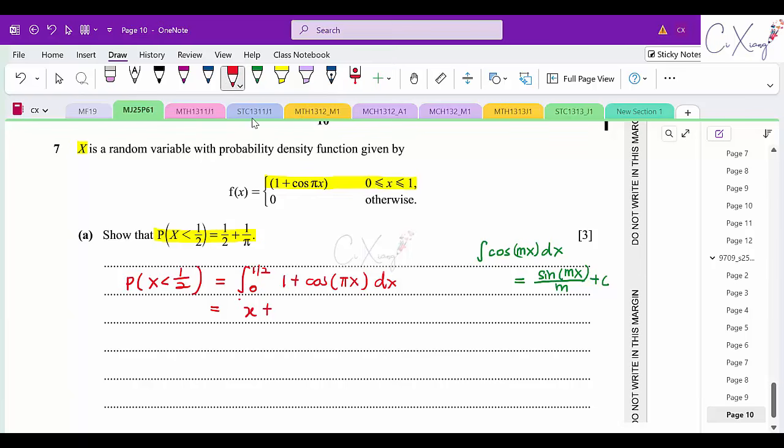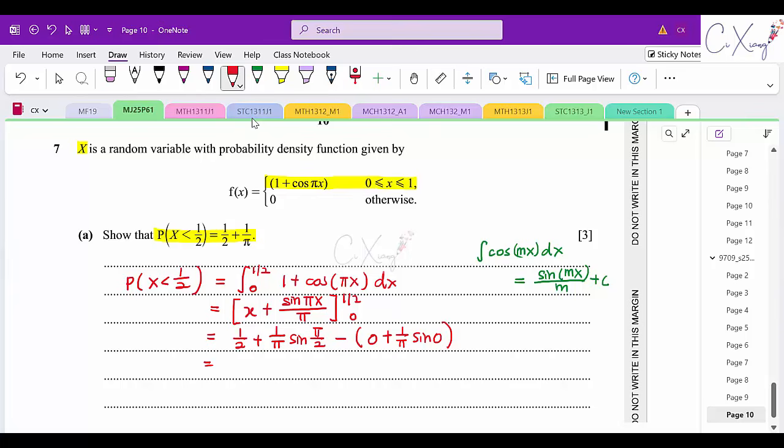Okay, then for this one, I'm having cos pi x. Therefore, after the integration, I'll be having sine pi x divided by pi. And I have to substitute in the limits of half and also 0. So let's see what I have here. I'm having half plus 1 over pi, substitute half into your x, you'll be having pi over 2. Then minus, substitute 0, then you're having 1 over pi sine 0. So 0 and sine 0 is all 0.